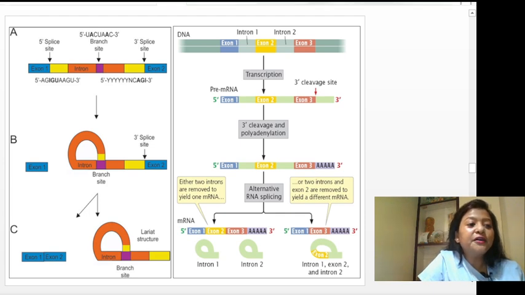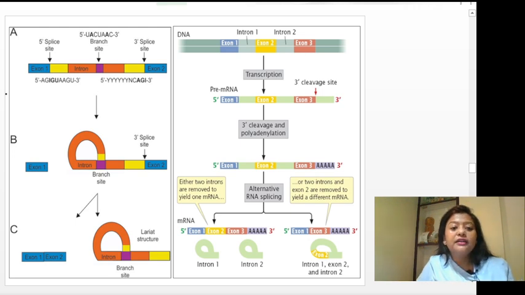So you see here, this is the mRNA being formed, this transcript. This is the exon part. We need this one, we need this one, but we do not need the introns. So what will we do?